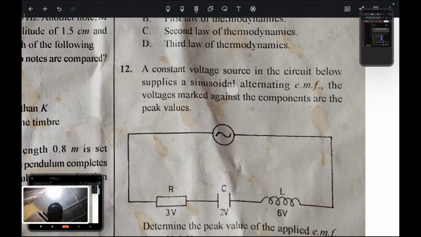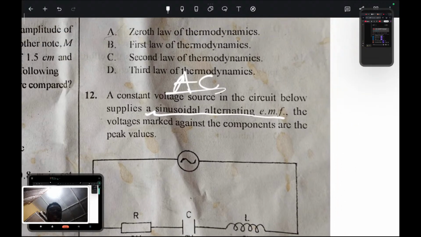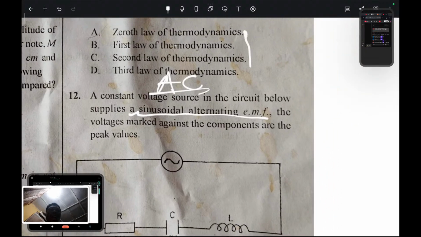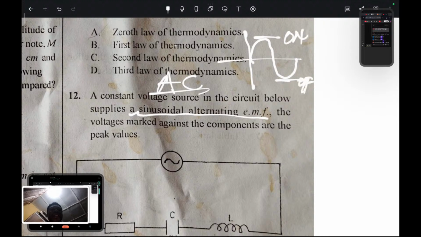alternating EMF. When you hear this, it means the source, the supply is AC, not air conditioner, but alternating current. Why is it called alternating? If you draw your graph, okay, it goes up and down. Can you see this? So this is high and this is low. Alternate. This is on and this is off, if you are doing OR gate, AND gate, and the rest.